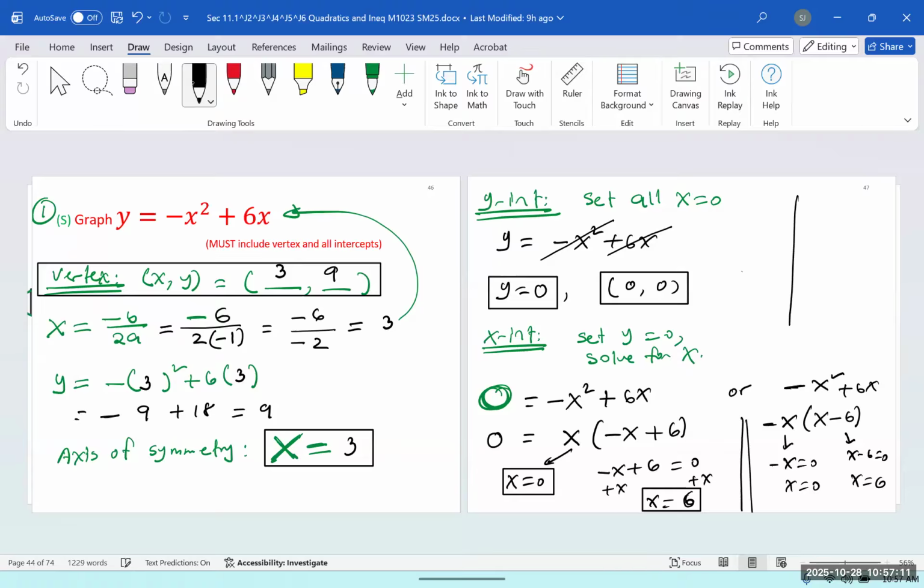Okay, so we have all the information. Our vertex is 3, 9. So 1, 2, 3, and let's say 9 is here.